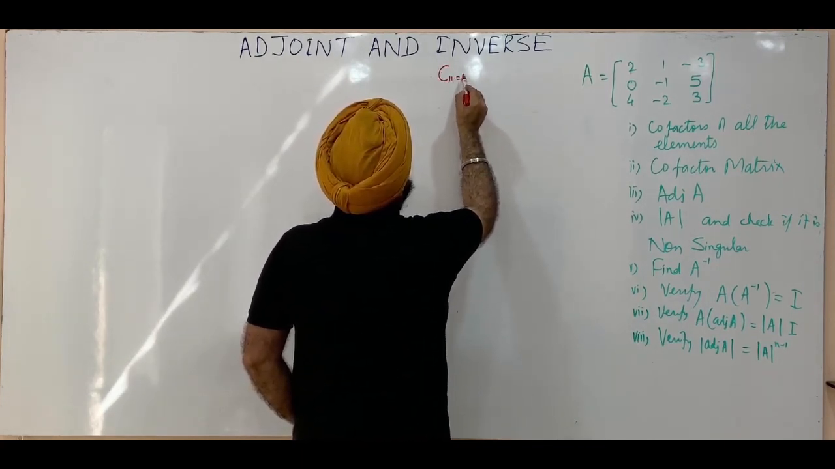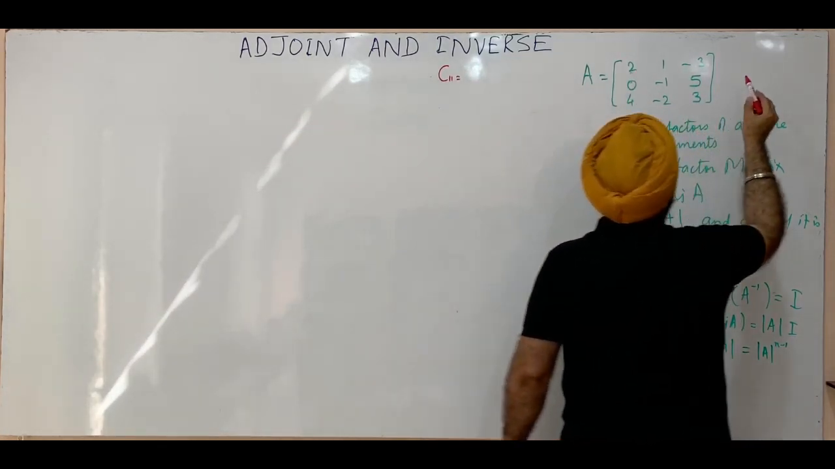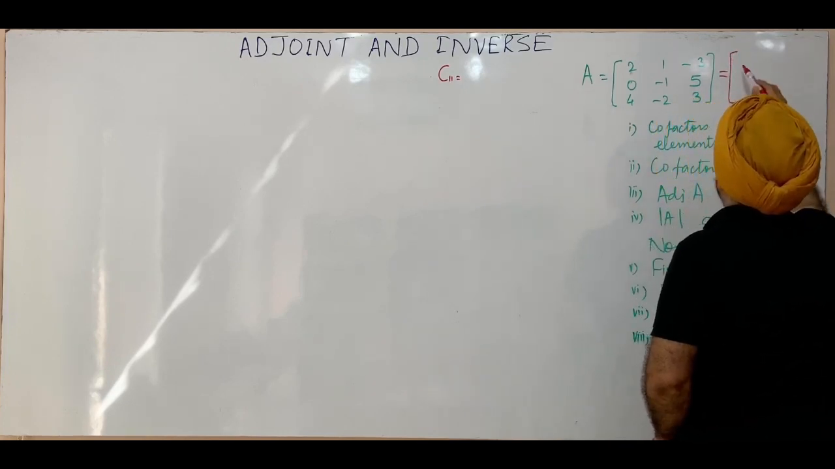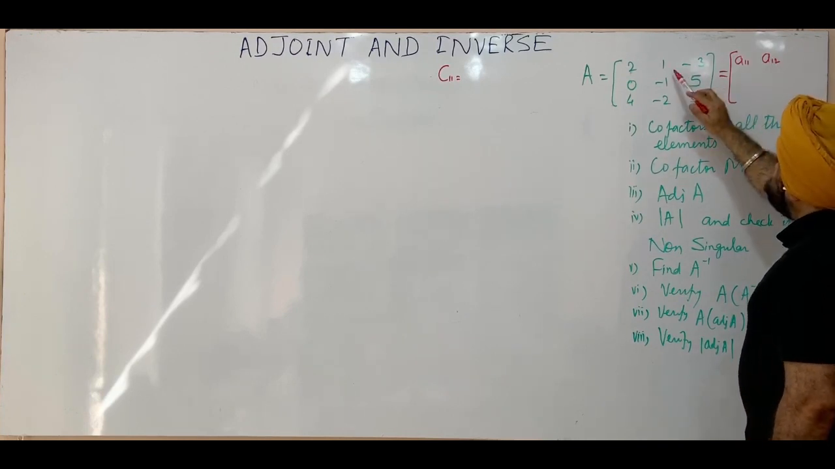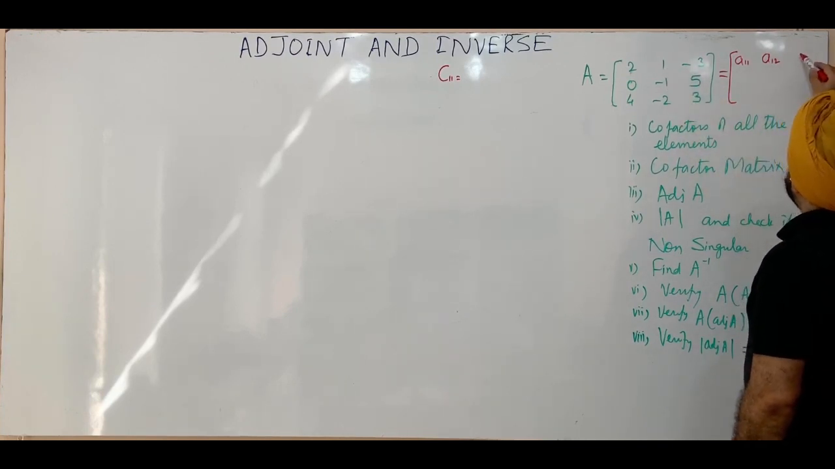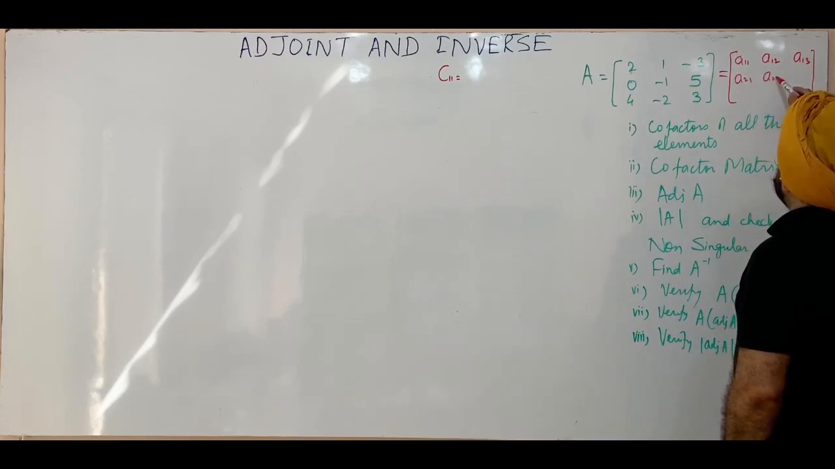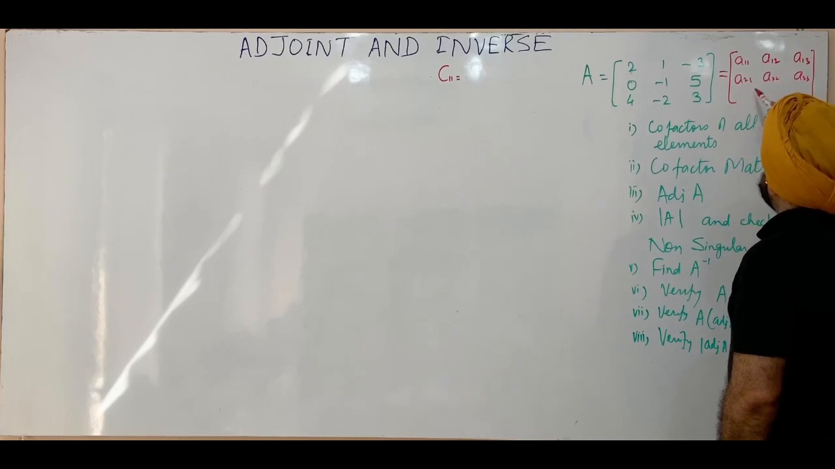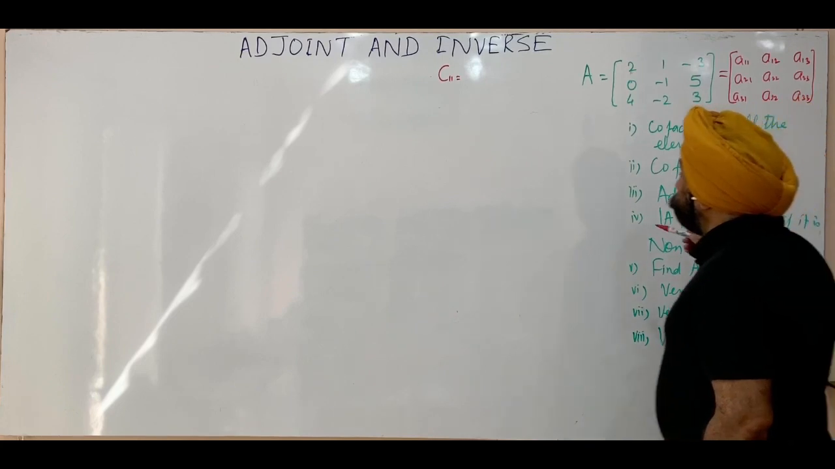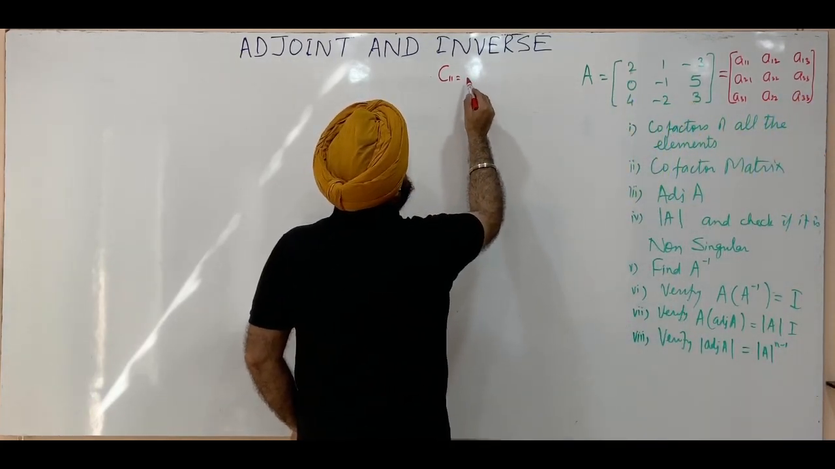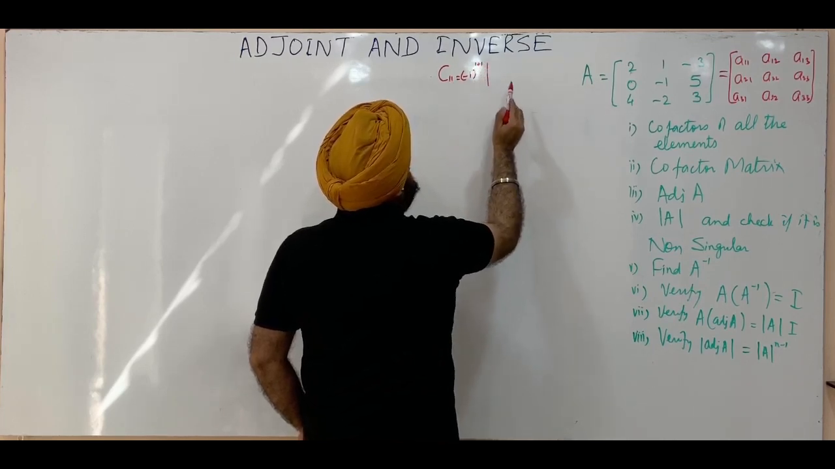So we write C11. This is the cofactor of element A11. So A11 is this element. This is the A12 element on the first row, second column. This is A13. These are the elements of the second row, third row. This is 3, 3. So C11 is minus 1 raised to 1 plus 1 into the determinant.